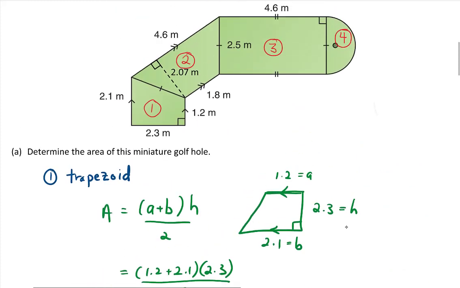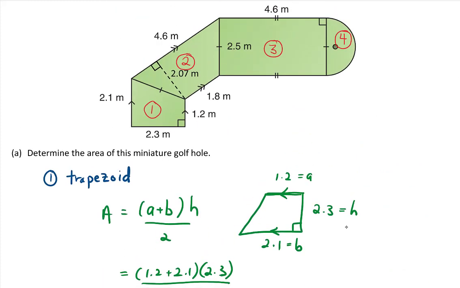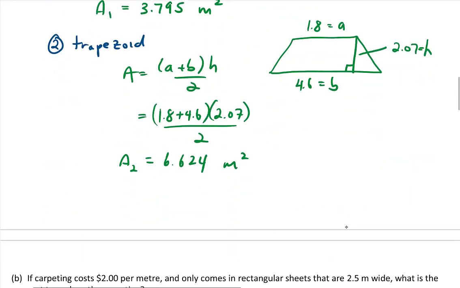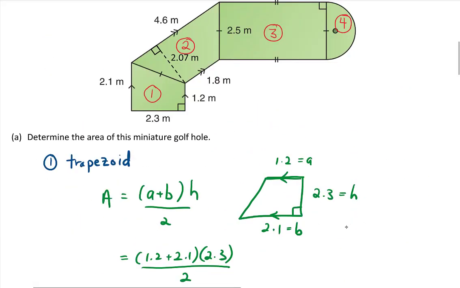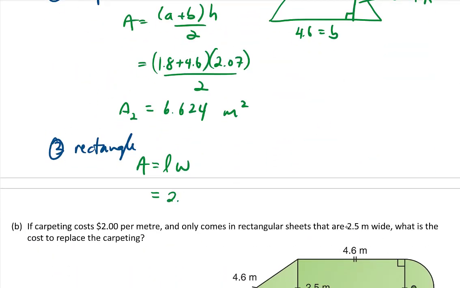Going back to the diagram, our third area is a rectangle, which is 2.5 by 4.6. So let's add that one in. So our third area is our rectangle. And recall that the area of a rectangle is length times width, which equals 2.5 by 4.6. So 2.5 times 4.6, which gives us that the area of section 3 is 11.5 meters squared.